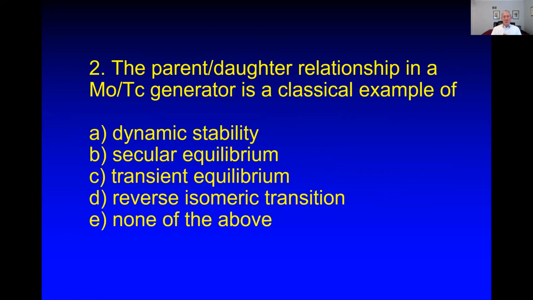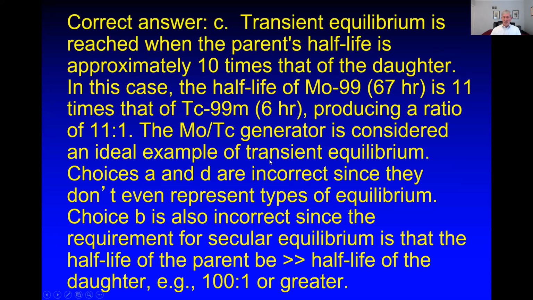Second question, the parent-daughter relationship that we talked about last week in the Molytech generator is a classical example of which one of those listed? C. Sure, transient. That, of course, would be transient equilibrium. Here's a lengthy explanation of it, just refreshing your memory that in transient equilibrium, the ratio of the half-life of the parent to the daughter is around 10:1. And we say this is a classical example because the ratio is 11:1, 67 hours divided by 6 hours.